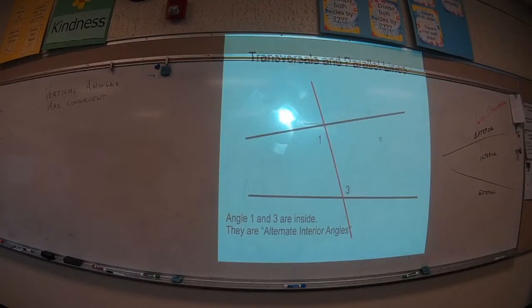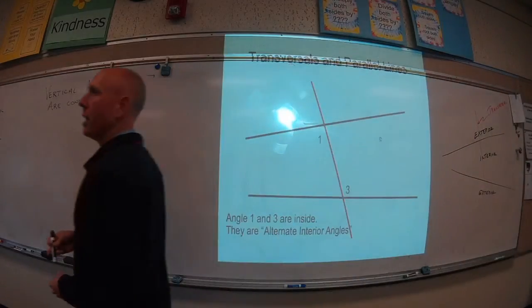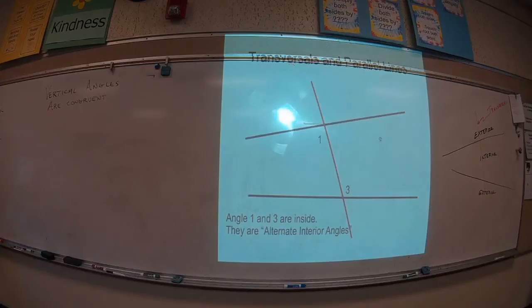All right, so that actually makes 8 different angles, doesn't it? When I cut this guy up, I get 1, 2, 3, 4, 5, 6, 7, 8 angles. I have 4 interior angles and 4 exterior angles. Angle 1 and 2 are alternate interior angles. They're inside, but they're on alternate sides of the transversal. These are alternate interior.